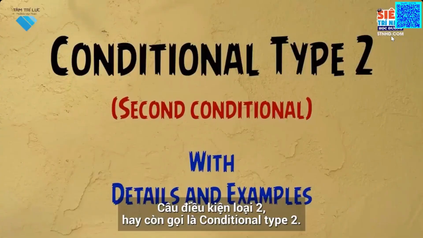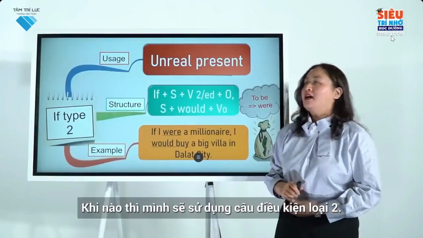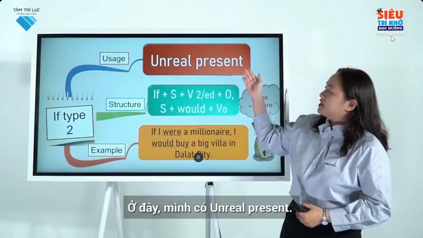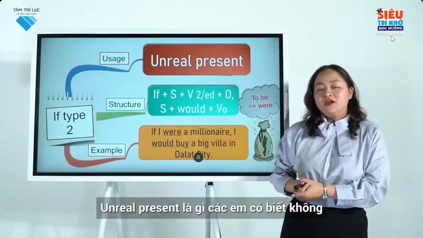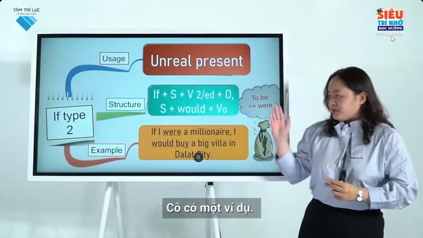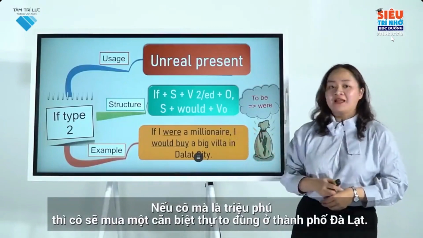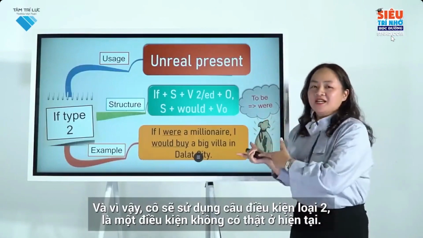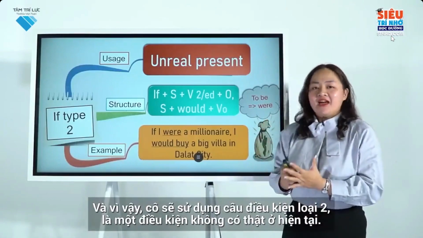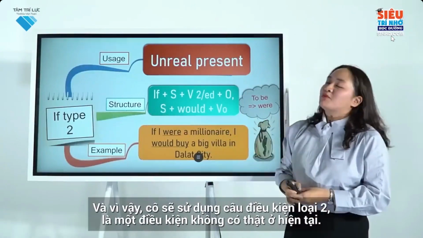Conditional type 2. When should we use type 2 conditional sentences? In this case, we are talking about present unreal conditional. Do you know what unreal present is? I have an example. If I were a millionaire, I would buy a big villa in Dalat City. But now I'm not a millionaire, so this condition is not real at the moment. So I will use type 2 conditional sentence, which is a present unreal condition.